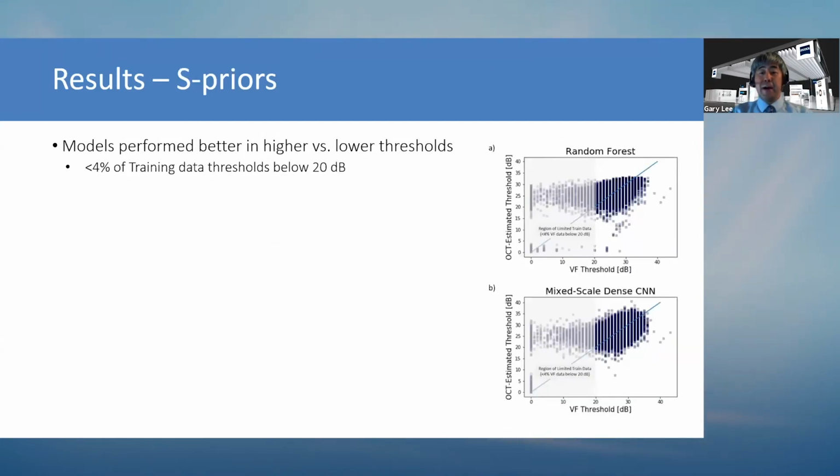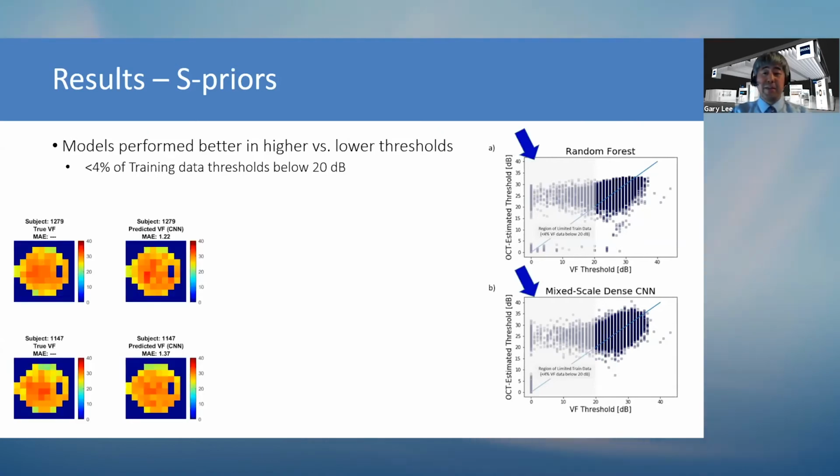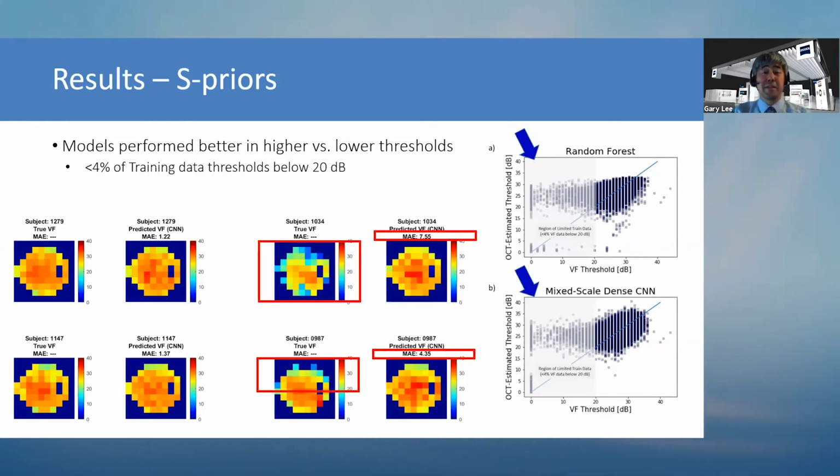We observed that the AI models performed better in the higher thresholds versus the lower threshold sensitivities. And this is very likely due to the fact that less than 4% of the population study data had values less than 20 dB for thresholds, so kind of a large training data imbalance. Nonetheless, for the majority of the fields in the study data in which thresholds were greater than 20 dB, the predicted S prior visual fields achieved lower MAE values. However, as you might expect, fields with deeper scotomas, such as arcuate defects, resulted in larger MAE values and S priors that were not as accurate as they possibly could have been.